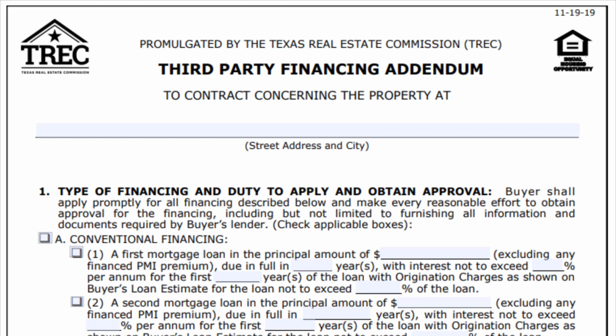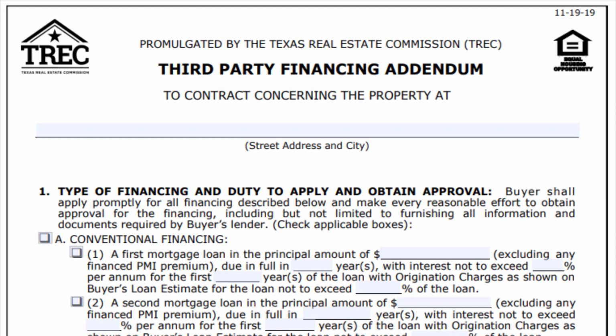As you can see here on the screen, this is the form we're going over today. I do want to point out that this is the updated third-party financing addendum. This one does not require mandatory use until March 1st of 2020, but after March 1st of 2020, this one will have to be used. There's only one really big difference, a structured difference, and we'll go over that when we get to it.